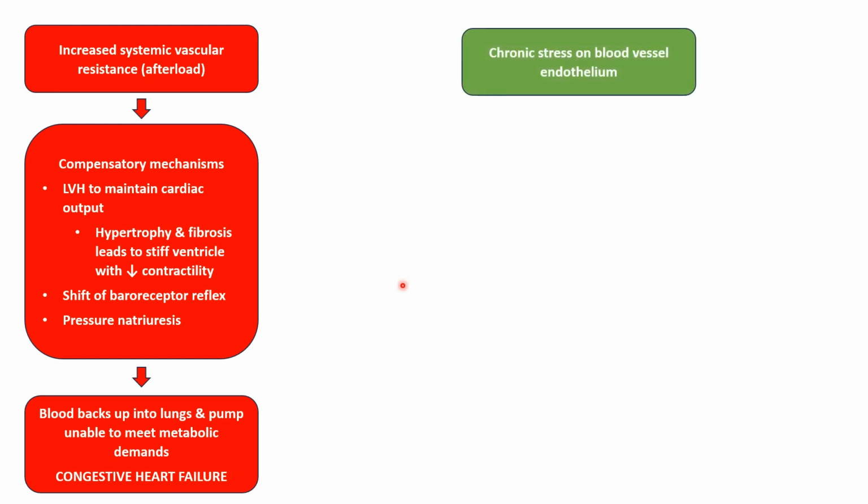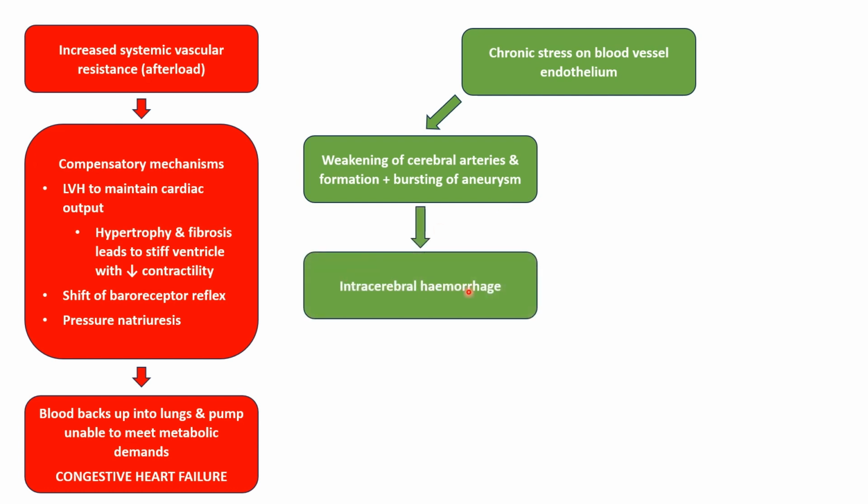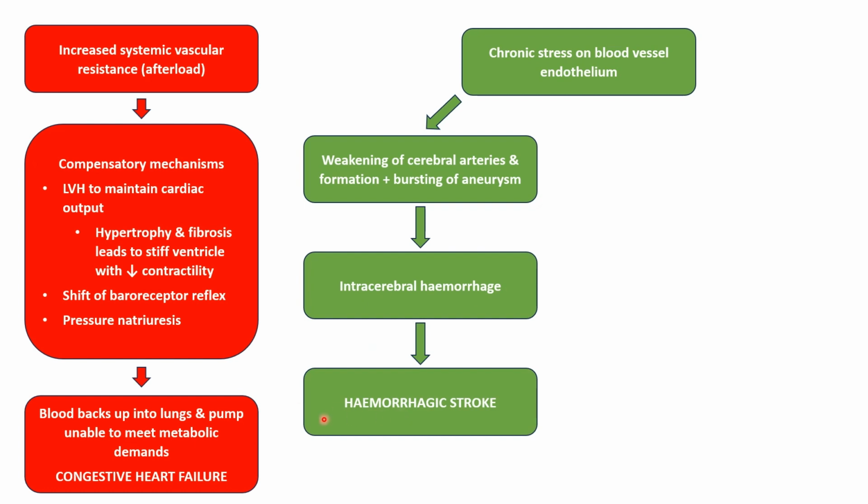Okay, let's talk about some neurological mechanisms. So there can be chronic stress on blood vessel endothelium. I've mentioned that already. And one thing we can have is weakening of cerebral arteries and formation of aneurysms. Like, remember I was talking about in aortic coarctation. In this situation, we also could have aneurysm formations, and they could potentially burst. If they burst, within the cerebrum, within the brain, you can have hemorrhage, and that can result in a hemorrhagic stroke.